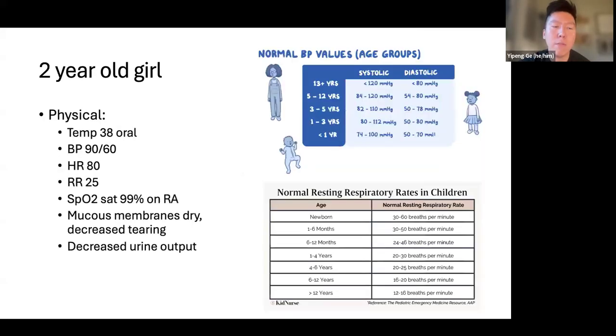We learn from her physical that she's got a fever, a temperature of 38. Her blood pressure is 90/60, which, when we look at the reference ranges, is within normal for her age. Her heart rate is 80, and her respiratory rate is 25, which is also normal for the resting respiratory rate of children her age. Her oxygen saturation is 99% on room air. Her mucous membranes are dry, and we do notice some decreased tearing and some decreased urine output.